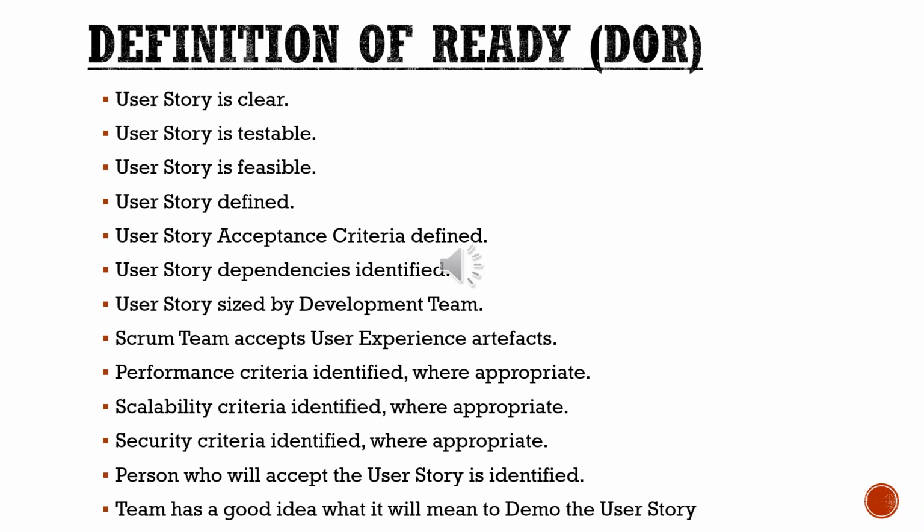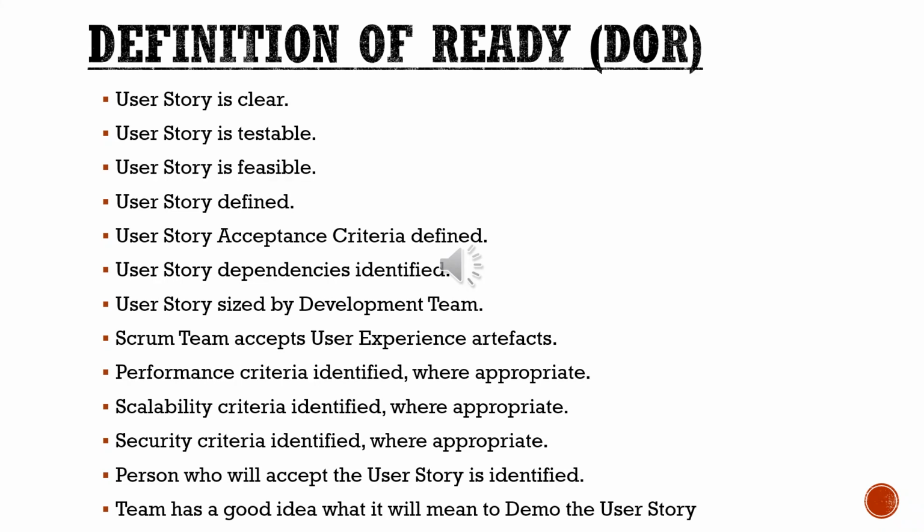This is mostly sized by the development team, and the testing team is also sometimes involved, because they are also part of developing and testing the software, and they also take some time. So sizing is done by both teams, the development and testing teams. And the scrum team accepts user experience artifacts, where some users have already worked on a similar user story, for example, the same user story may already be in existence.